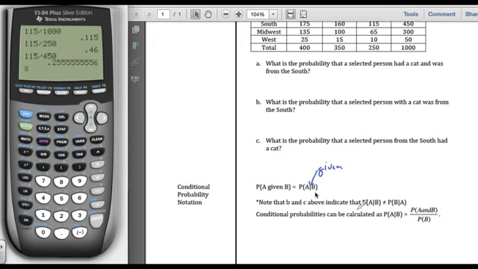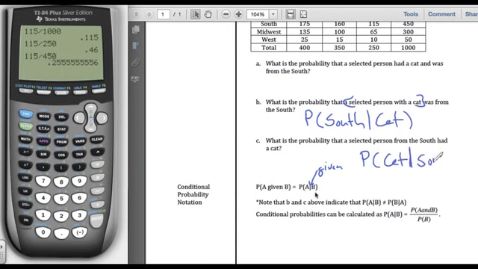B and C from above indicate that the probability of A given B is not equal to the probability of B given A. This was the probability a person was from the South given they had a cat. I knew the person had a cat. They were with a cat from part B. Part C is the probability a person had a cat given they were from the South. So even though it's the same two categories, when we switch these, we got different results. This was 46% in part B, and this was about 26% in part C.